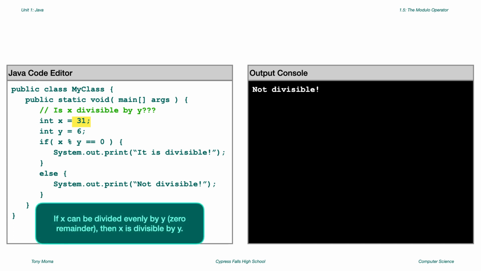In summary, suppose x and y are 2 random numbers. If x can be divided evenly by y, or in other words, we get 0 remainder when x is divided by y, then that means x is divisible by y.